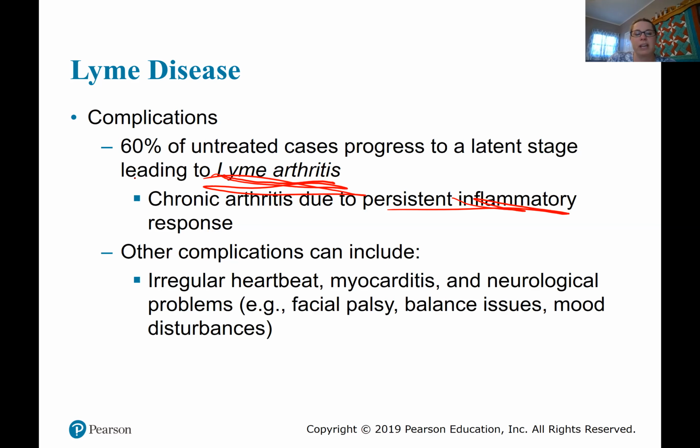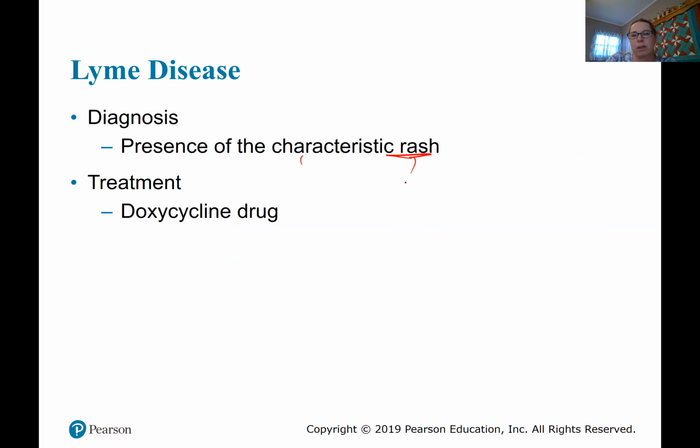Some other complications could be irregular heartbeat, inflammation of the muscle layer of the heart, and also neurological problems. Diagnosis would be based on that rash. There are other blood tests that can be done, and doxycycline would be a drug of choice.